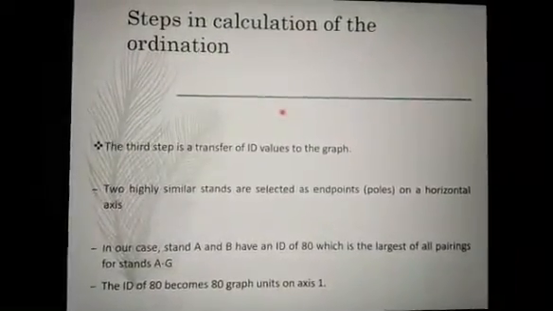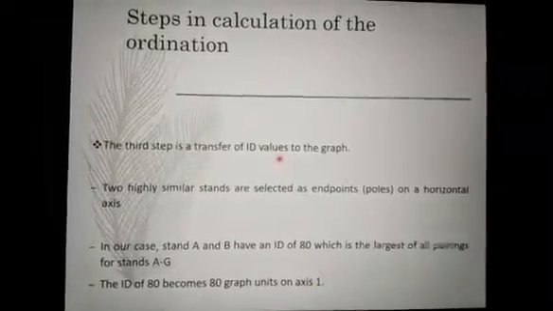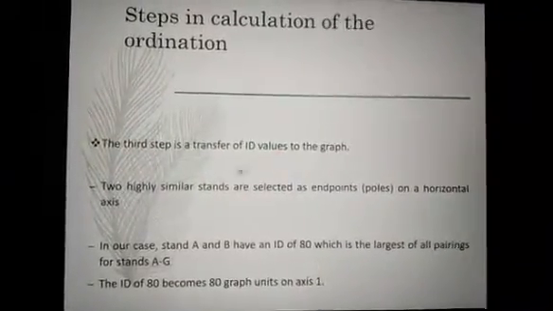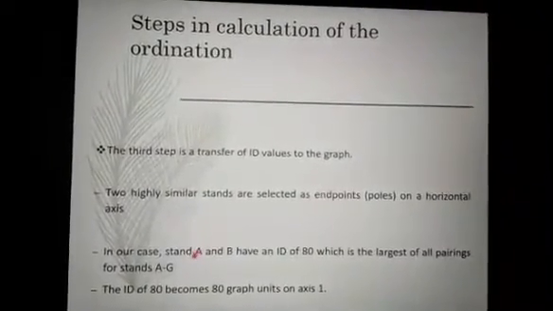I hope you get where we're getting these IDs and how we're getting them. Then the third step is to transfer the ID values onto the graph, since we said the aim of polar ordination is to arrange these things in a graph instead of tables.